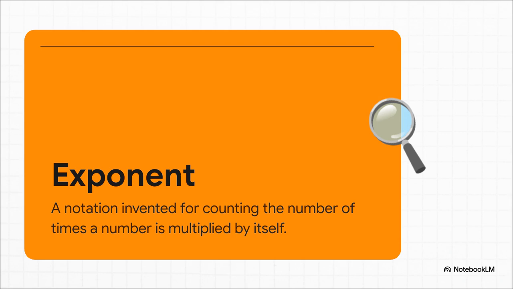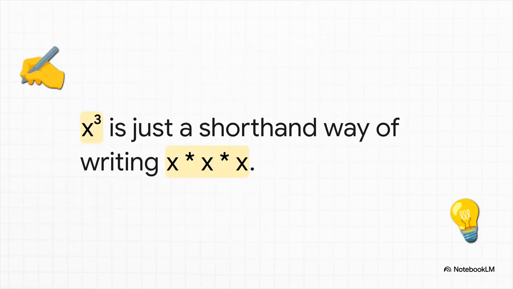It's just a little bit of notation that mathematicians came up with to save themselves from writing out these super long strings of multiplication. The big number on the bottom, that's your base. And that tiny number up top, the exponent, that's just a counter. So here's what that looks like in the wild. When we see x to the power of 3, all it really means is multiply x by itself 3 times. And honestly, if you get this one idea, you've got the key to unlocking everything else.